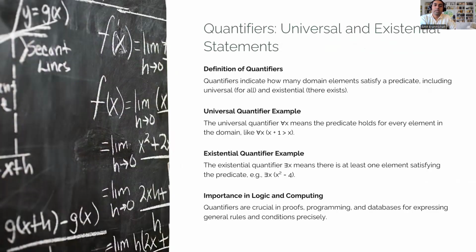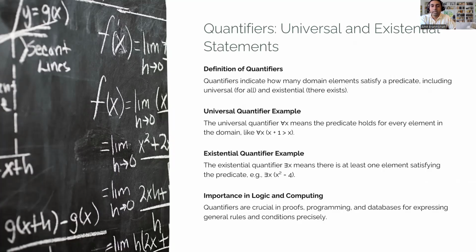Quantifiers, universal and existential statements. Quantifiers are symbols that indicate how many elements in a domain satisfy a given predicate. The two most common quantifiers are the universal quantifier, written as "for all," which looks like an inverted A, and the existential quantifier, which looks like a reversed E, meaning "there exists."